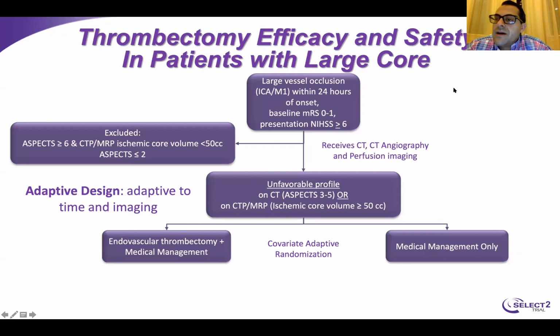Why are posterior circulations not included in any of the trials? That is a very good question. There was a posterior circulation trial done in China. Unfortunately, there's too much crossover.